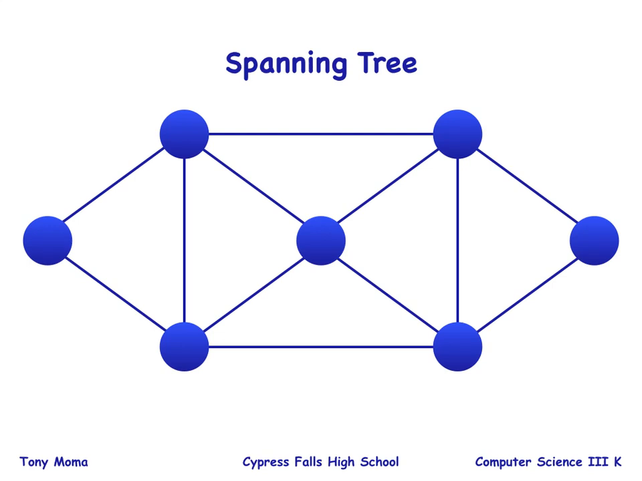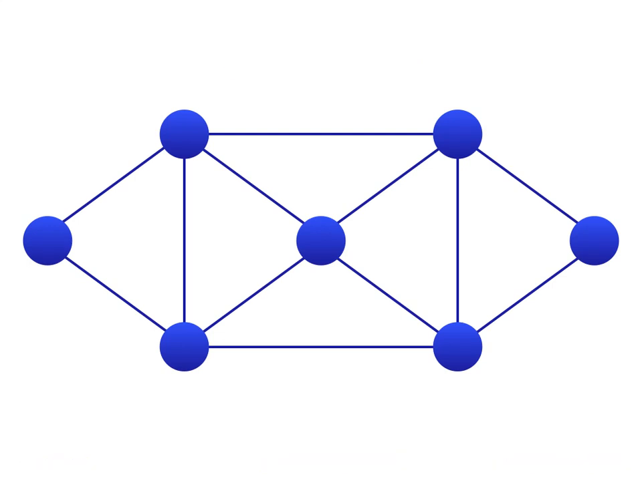Spanning tree. All right. What is a spanning tree? It's a subgraph that contains all of the vertices of the original graph, but with the minimum number of edges needed to keep the graph connected. For example, the graph pictured here is an example of a connected graph.